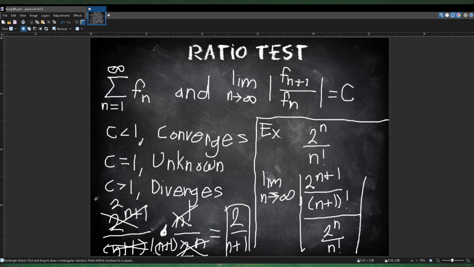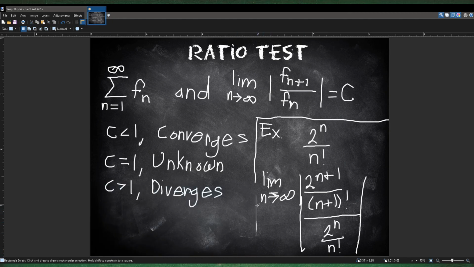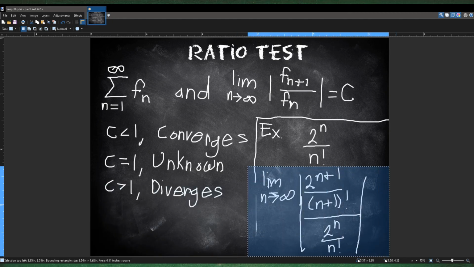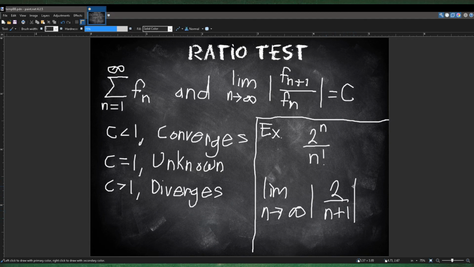So we could just substitute back. Let's delete all this. So this is just 2 over n plus 1. So we had to take the limit as n approaches infinity of the absolute value, and all that factors out to 2 over n plus 1. So what does this equal? As n approaches infinity, the denominator gets really big. So 2, which is a small number, divided by a really big number, is just a really small number. So a really small number, that's 0. So c is equal to 0.